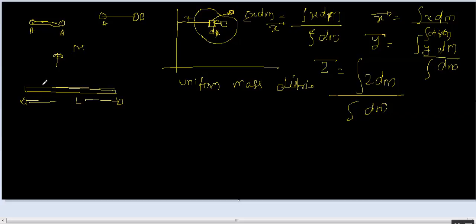This means that equal lengths of the rod have equal masses. If this is dx at this point, its mass will be the same as the mass of the dx here; m1 and m2 will be the same. This is the meaning of uniform mass distribution: in equal intervals of length, the mass should be equal.